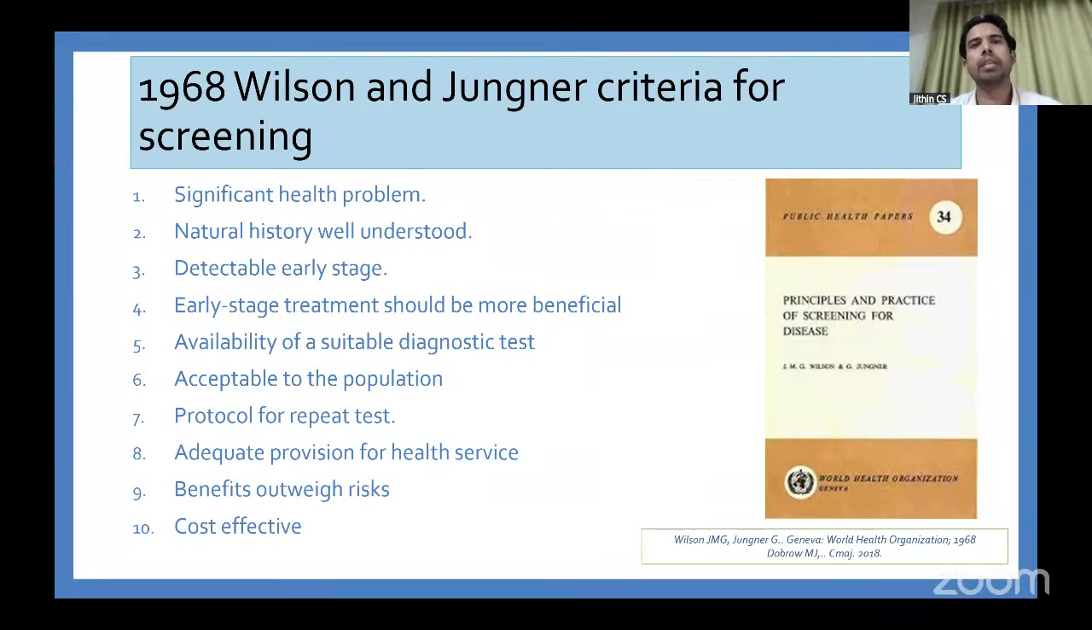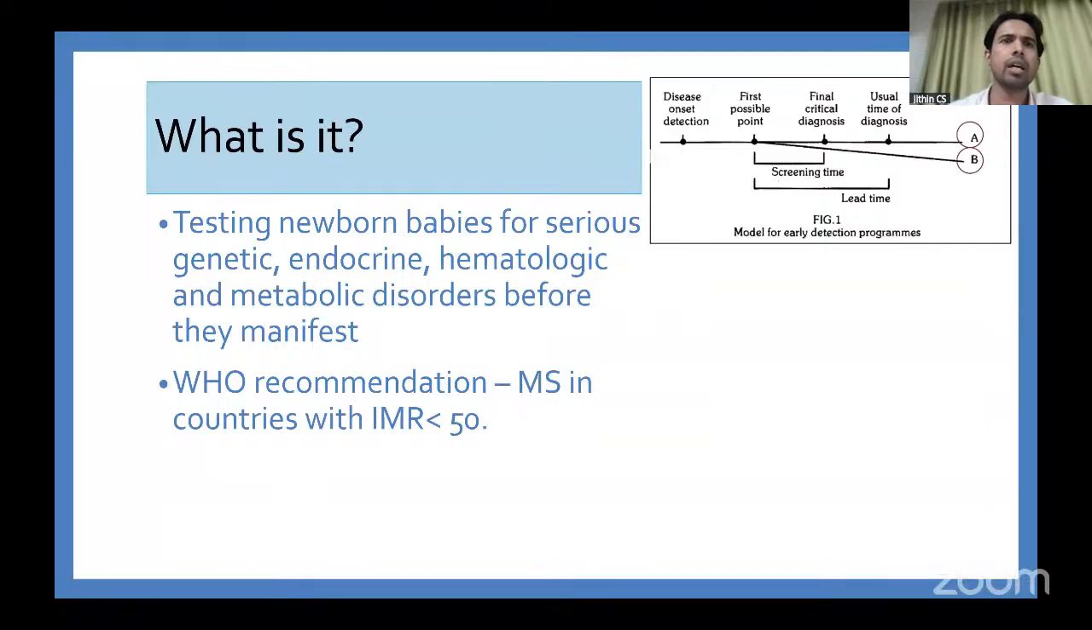Any screening test should fulfill the criteria put forward by Wilson and Jungner. An ideal screening test should meet all of these criteria. So what is newborn metabolic screening? It is basically testing newborn babies for serious genetic, endocrine, hematologic, and metabolic disorders before they manifest. The WHO recommendation is that all countries with an IMR less than 50 should do metabolic screening universally.